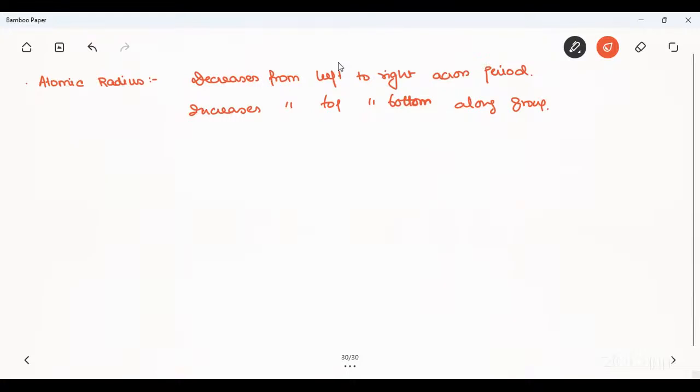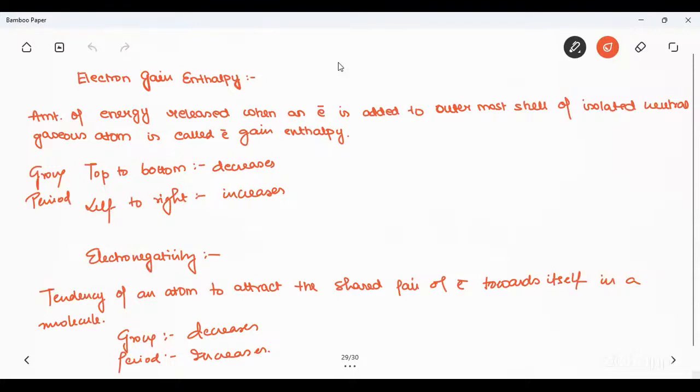The periodic table is really a small chapter. So if you are doing the periodic table, just learn the definitions, the trends, and the exceptions. These are the three things you need to learn in the periodic table. If this is done, then you will be able to answer all the questions. Okay, so the whole of the previous year questions of the periodic table has been done.